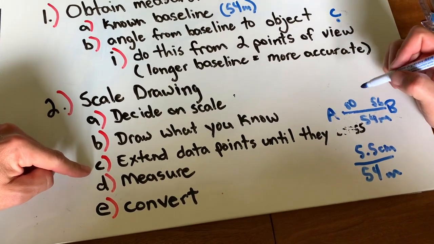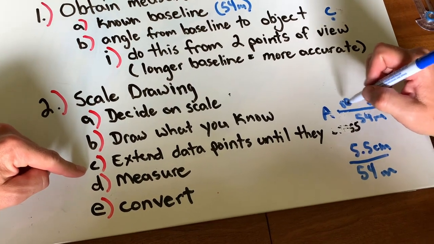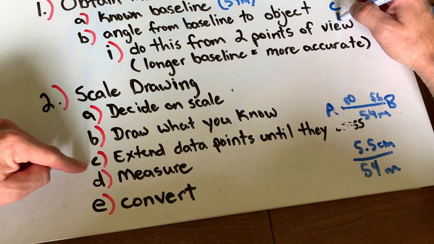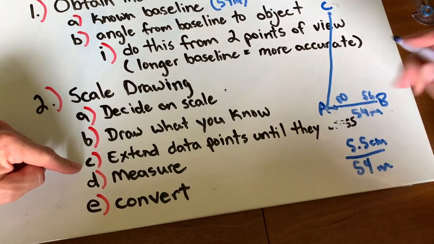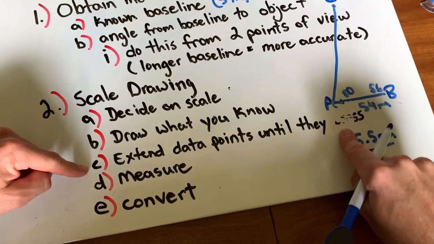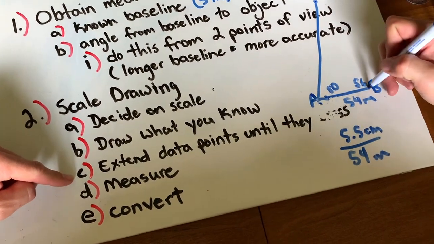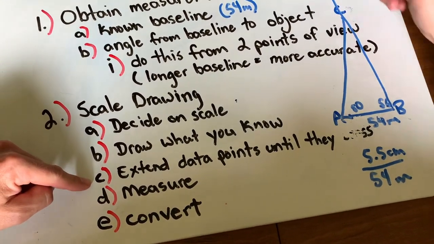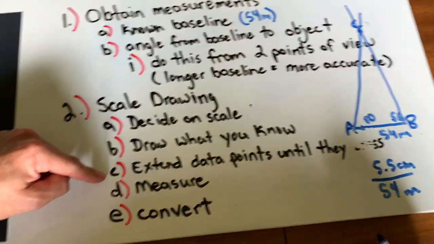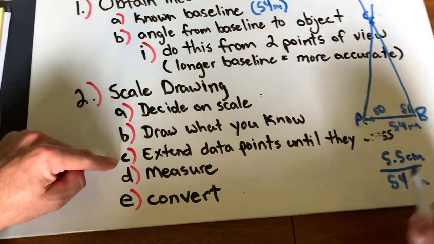Well, first of all, I'm going to need to get my compass out and measure this angle. And I actually kind of know an approximation. I'm going to extend the data points until they cross. That's supposed to say, it did say cross. So this line is going to be extended, boom. Where they cross here is going to be the distance to the baseline.